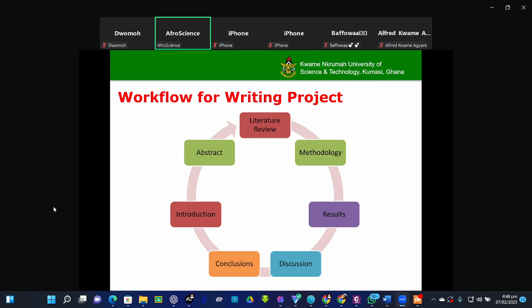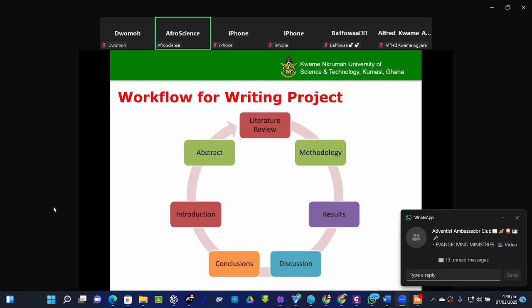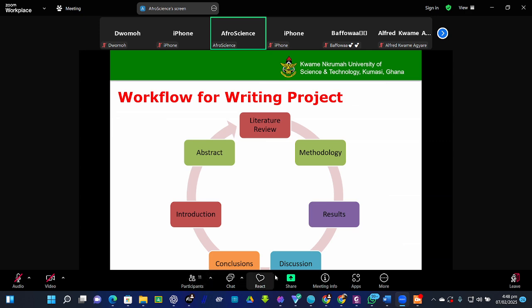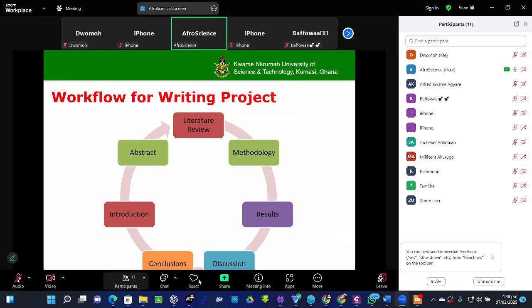Once you do the methodology, you've done the work itself. Your results are next, because the results are your observations. That one too is quite easy to write because it's unadulterated observations that you are giving here. Then the next thing will be the discussion. If you've done the literature review very well, then the discussion should be a bit easy for you, because you know where to connect the dots, and then you can write the conclusions before you come to the introduction.